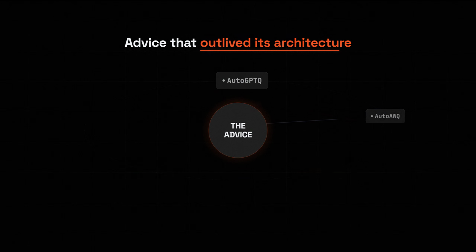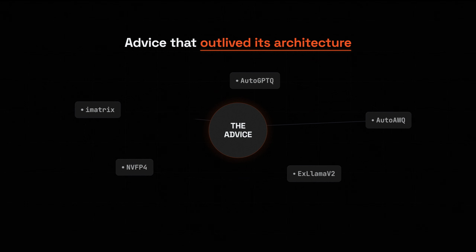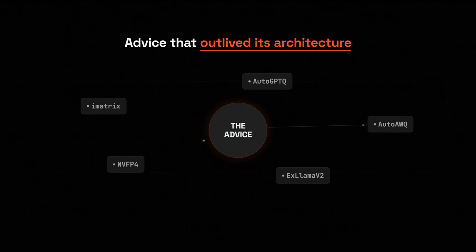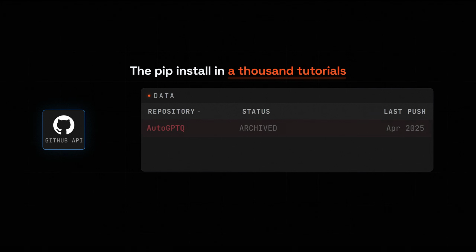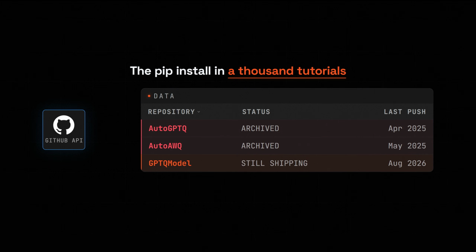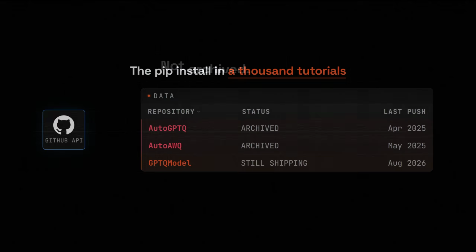The last thing worth checking is the advice wrapped around all of this, because it has aged the same way the formula did. AutoGPTQ, the pip install in 1,000 tutorials, is archived. Last commit, April of 2025. AutoAWQ, archived 1 month after that. The maintained path is GPTQModel, and it is still taking commits.